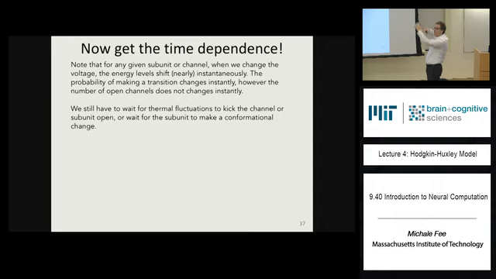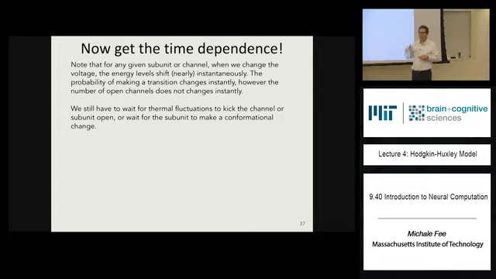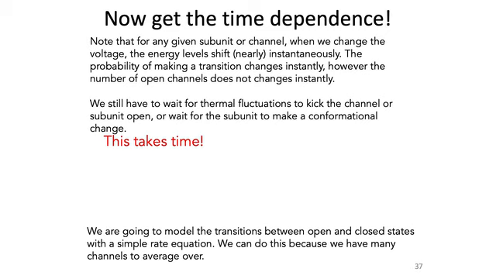But that takes time. You change the energy levels, but it takes time for the system to jump into the open state. Why is that? Because that transition is caused by thermal fluctuations. So you have to wait for one of those fluctuations to kick you over into the open state. So we're going to model those transitions between open and closed states with a simple rate equation that's voltage dependent.